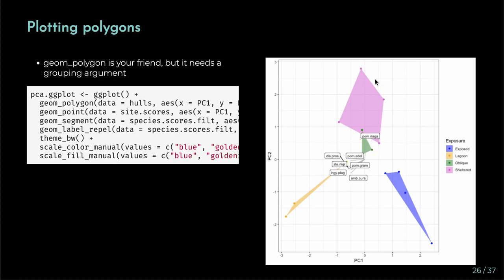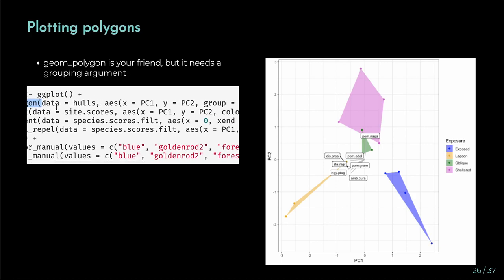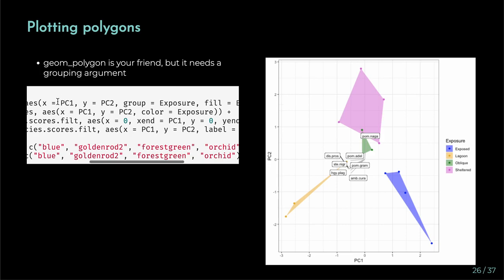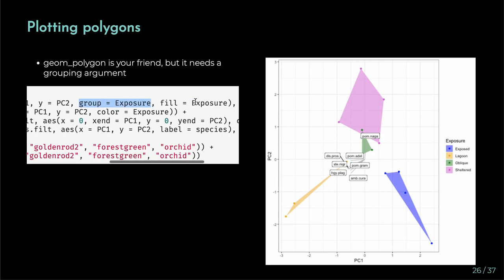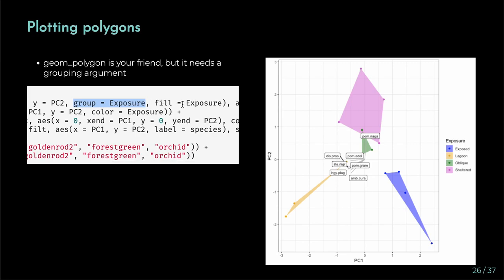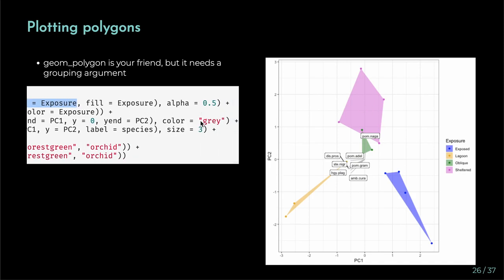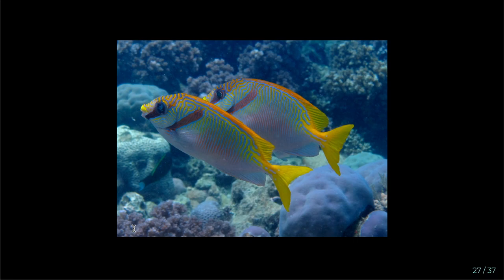And this is what the output looks like if we implement that using the geom_polygon function. So data is hulls in this case. The aesthetics are very similar. The only thing to be mindful of is you do want to specify a group argument, group equals exposure and fill equals exposure. Otherwise, you might run into trouble with the polygons. And then I'm just setting the alpha to be 0.5 to make them half transparent. All right, so far so good. We've played with little fish.